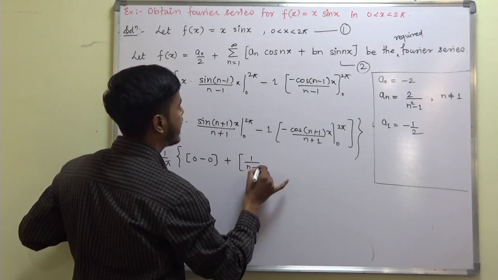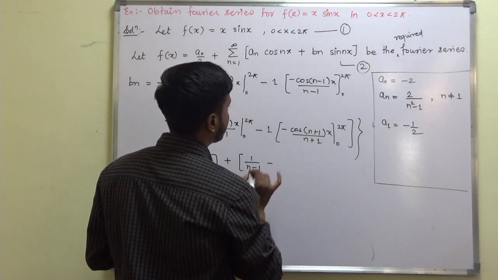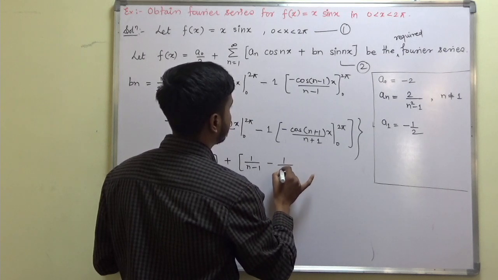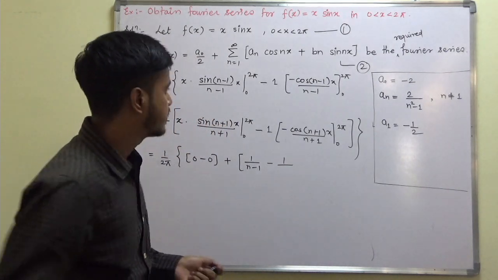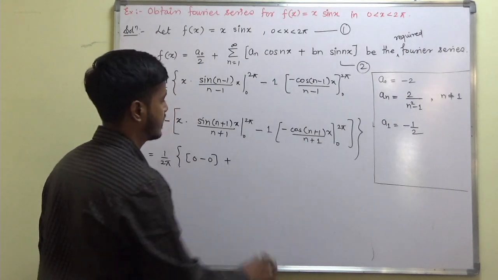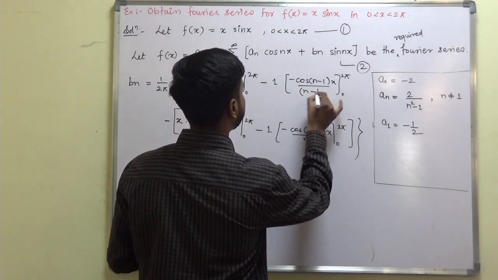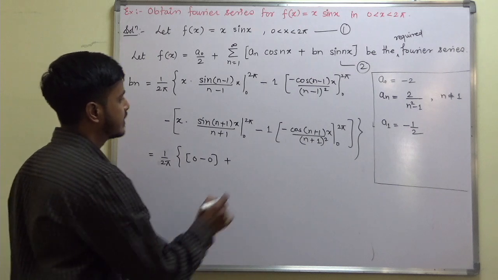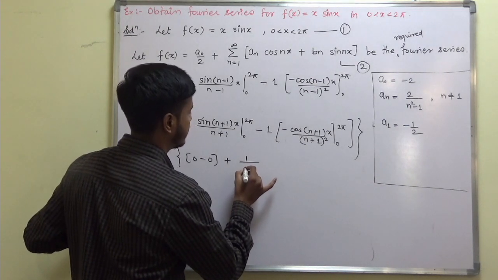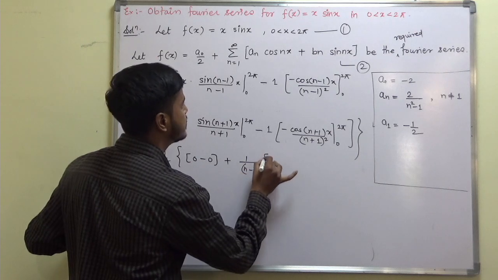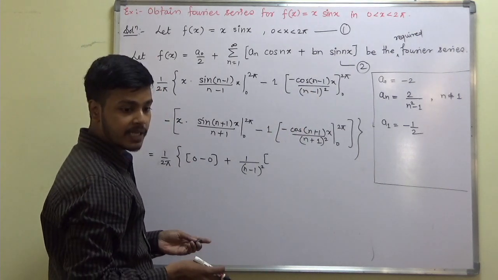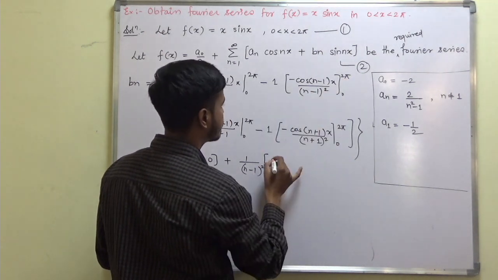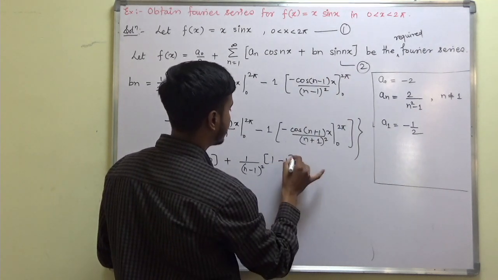So this is 1 upon n minus 1 square, this is n plus 1 square. Okay, it is like this. So this is 1 upon n minus 1 square common. So this is cos 2n pi minus 1. So this is minus minus plus cos 2n plus 1. This is 1 and this is cos 0, 1.